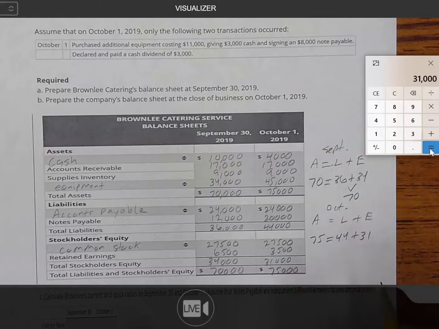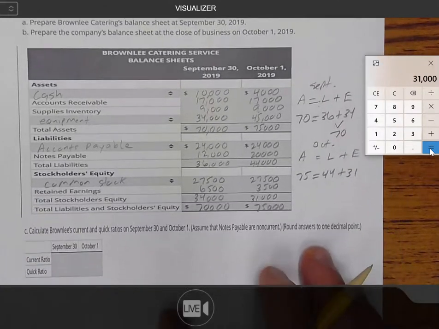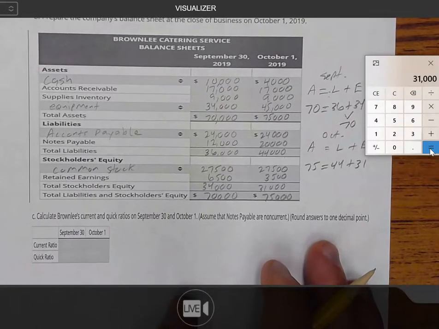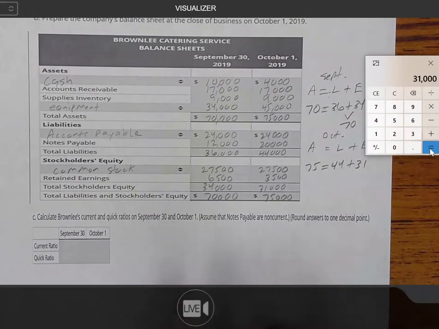So there we go. Okay, we got that done, and now we need to do a little bit of work here, and we can close this video out. They want to know about the current and quick ratios, right? As of September 30th and October the 1st. So we've got 4 boxes here that we're going to have to fill out.